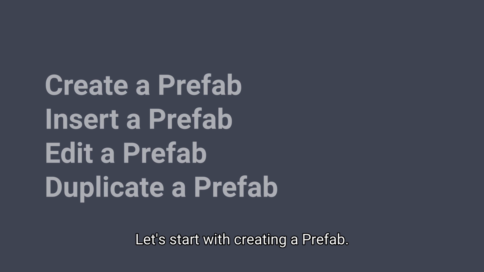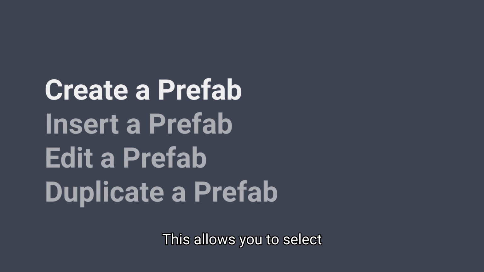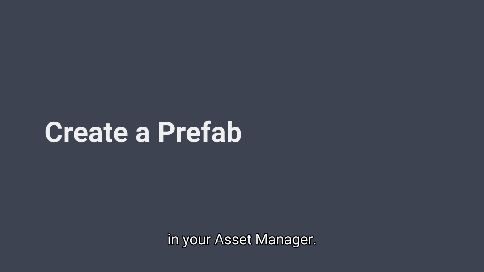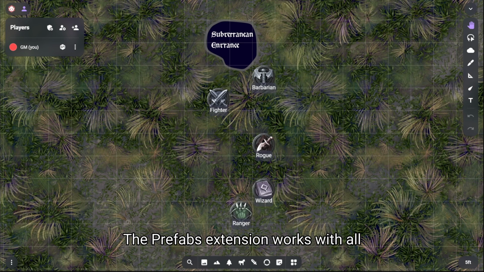Let's start with creating a prefab. This allows you to select multiple assets in a scene and save them together as a single prefab in your asset manager. The Prefabs extension works with all types of asset within your scene.